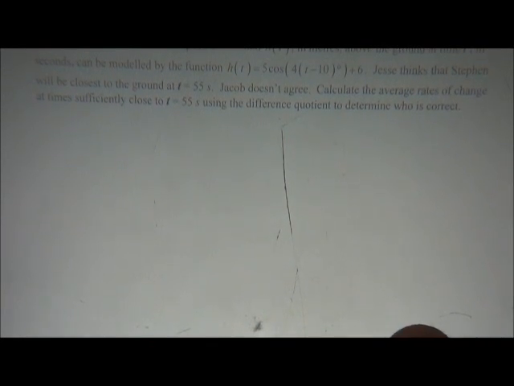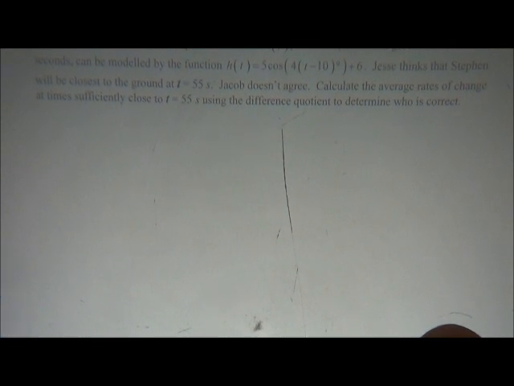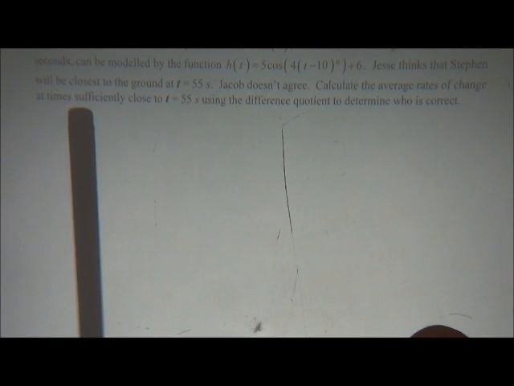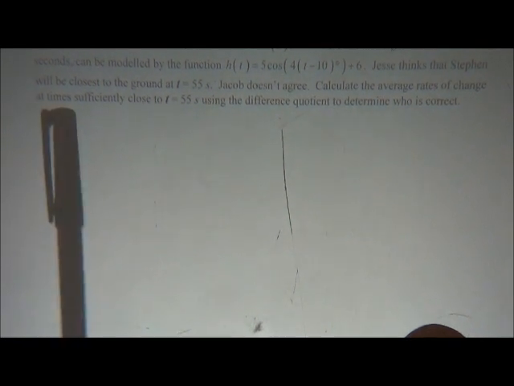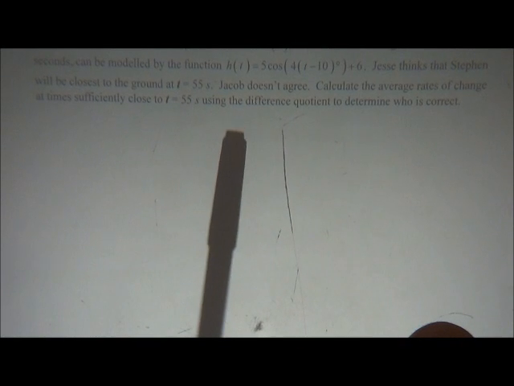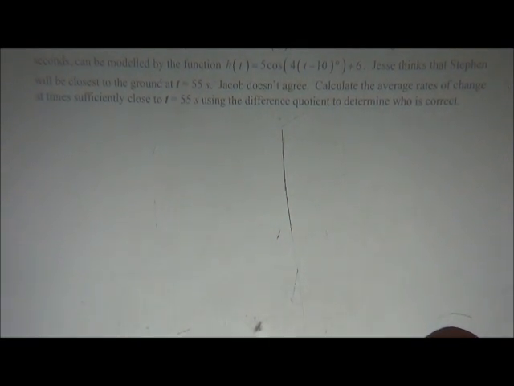Okay, so here we have Stephen on the Ferris wheel, and his elevation given in meters above the ground at some time t in seconds is modeled by this equation here. Jesse thinks that Stephen will be close to the ground at t equals 55 seconds, but Jacob doesn't agree. What we want to do is calculate the average rates of change at times sufficiently close to time equals 55 seconds, using the difference quotient to determine who is correct.